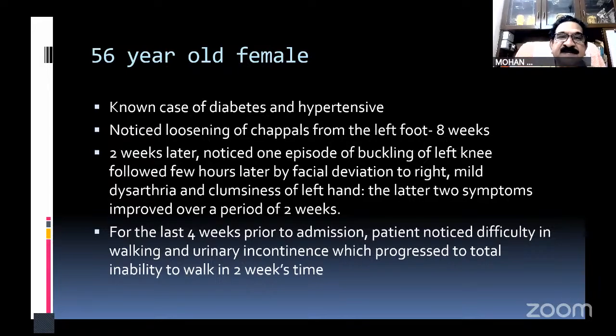So, a known case of diabetes, hypertensive. First, loosening of the chappals on the left foot, 8 weeks. 2 weeks later, the patient noticed one episode of buckling of the left knee, probably worsening of the left lower limb weakness. This was followed a few hours later by facial deviation on the right, mild dysarthria and clumsiness of the left hand. The latter two symptoms improved over a period of 2 weeks. For the last 4 weeks prior to admission, the patient noticed difficulty in walking and urinary incontinence, with progression to total inability to walk in 2 weeks' time. So this is the video of the patient.